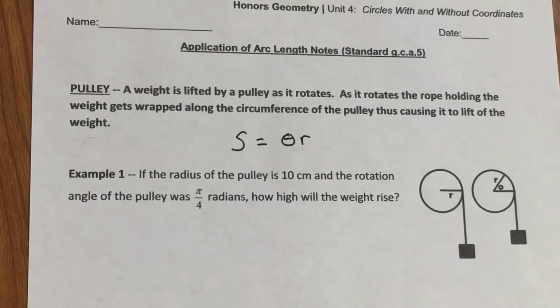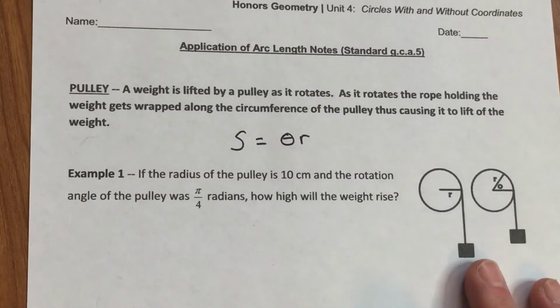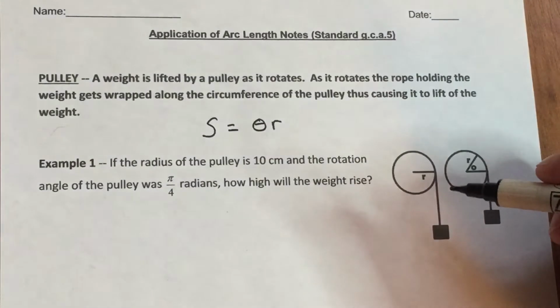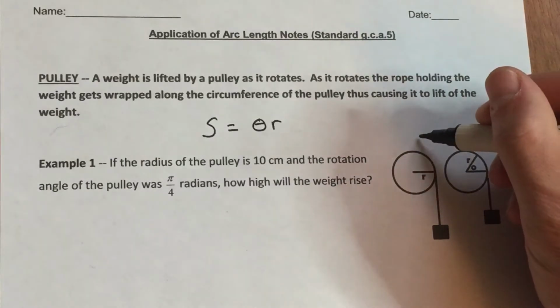If the radius of the pulley is 10 centimeters and the rotation angle of the pulley was pi over 4 radians, how high will the height rise? Alright, it might sound a little complex, but let's picture this pulley. Let's look at this picture over here. As this pulley, let's say it's rotated this way.